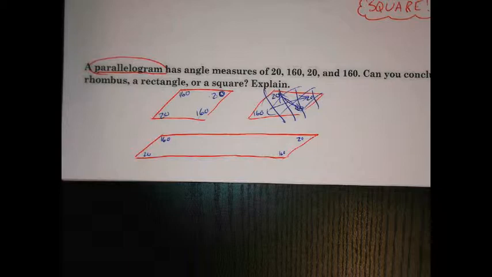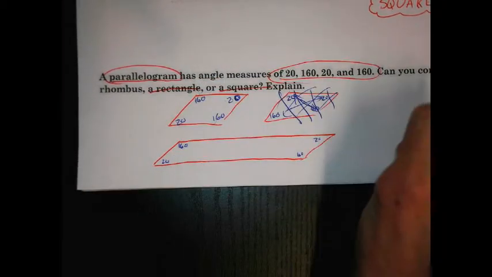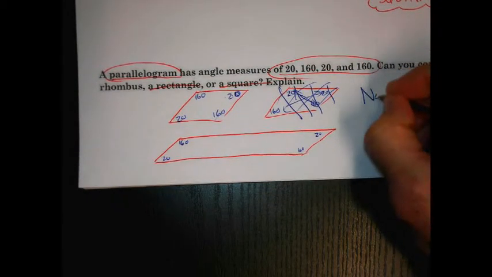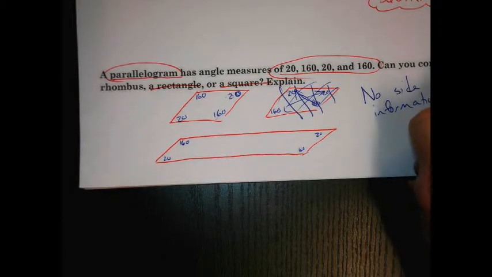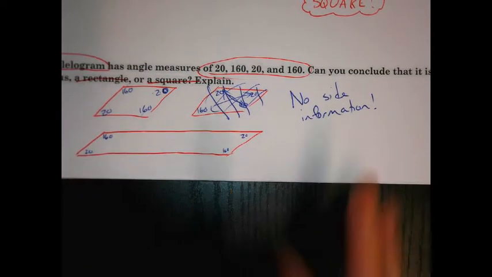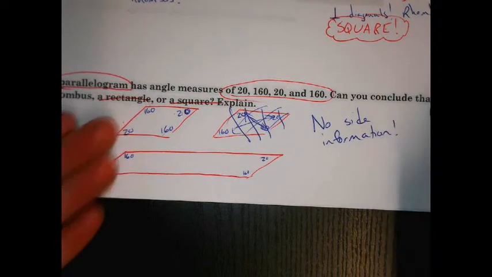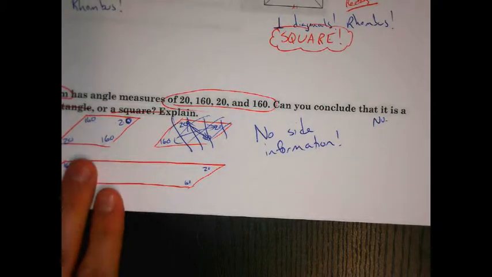Can we make a conclusion that it's a rhombus, a rectangle, or a square? Well, hopefully we know that we can completely eliminate rectangle or square because these are not 90 degrees. Can we conclude that this is a rhombus? No, we cannot conclude that because we have no information about the side lengths. We have no side information. We cannot make that conclusion. The answer is no. We can't conclude it, because we have no information about the side lengths. Okay, so we're talking about that.